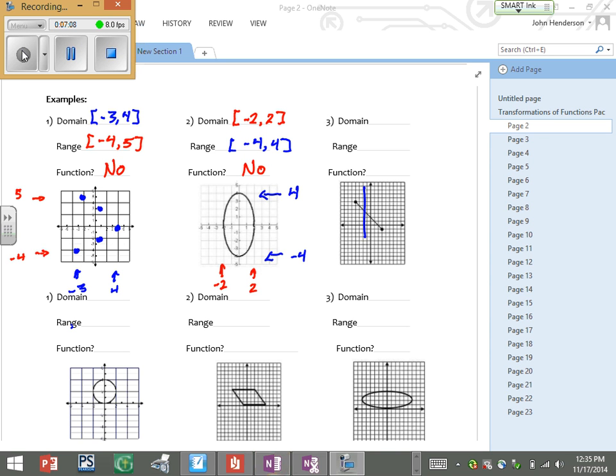Number 3, we have a segment. Does it pass the vertical line test? Any vertical line I draw in here will only touch that graph once. So here's an example of something that is a function. So this relation is a function.